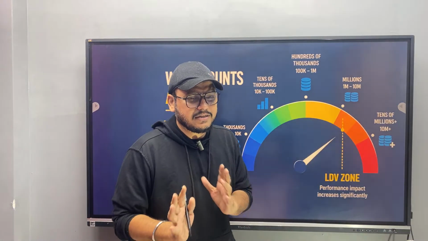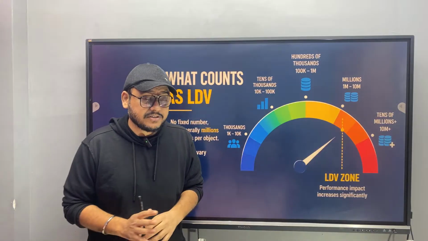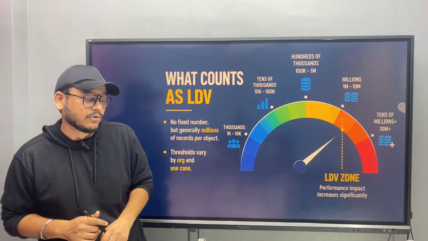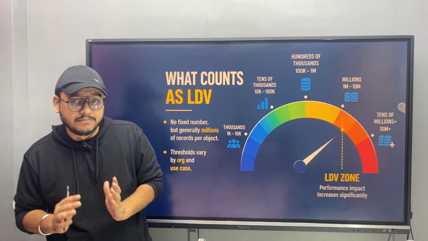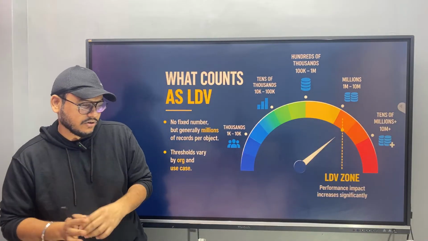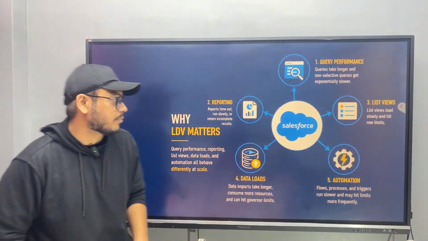So that's basically the definition of large data volume. Again, as I said, this is pretty much subjective depending on what sort of fields we have and all that stuff. So a lot of things play a role. For one object, things may start breaking at, say, 5 million records, and for another object things may start breaking at 10 million records. Or things may start slowing down, if not break.